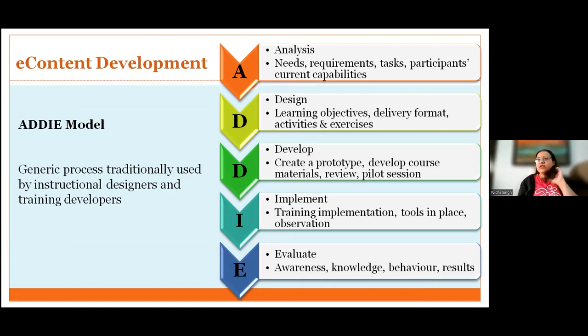Now we are focusing on the creation of e-content. When we are talking about creation of e-content, this is the commonly used model, and it is called the ADDIE model. First A stands for analyze, then D stands for design, then develop, then implement, and then evaluate. These are the five stages that are required for development of an e-content. Analyze means the needs, requirements, tasks, participants, current capabilities, etc. are involved in that.